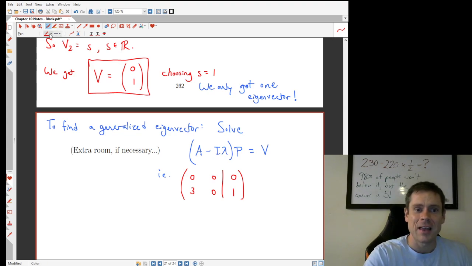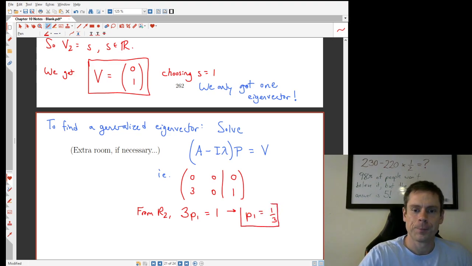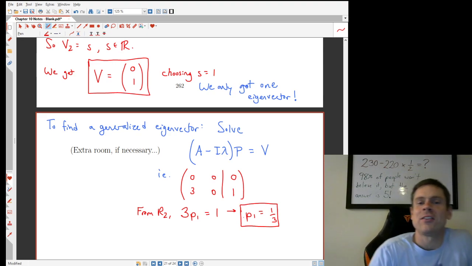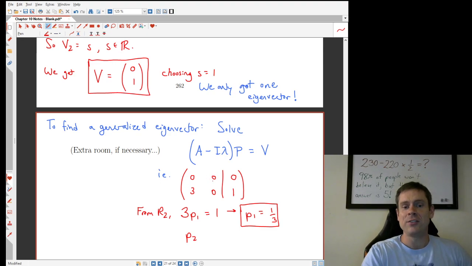So let's read what this says. From row 2, 3, well, I guess I'll call it p1. 3p1 equals 1. And that's a little bit interesting, because what this does is it forces p1 to be strictly 1/3. There's no degree of freedom there. P1 has to specifically be 1/3 in order to have the structure that we have had before. P2 looks like there's no restrictions on it whatsoever. There's no other information in this system of equations. P2 doesn't even appear in either one of the equations that are in the system.